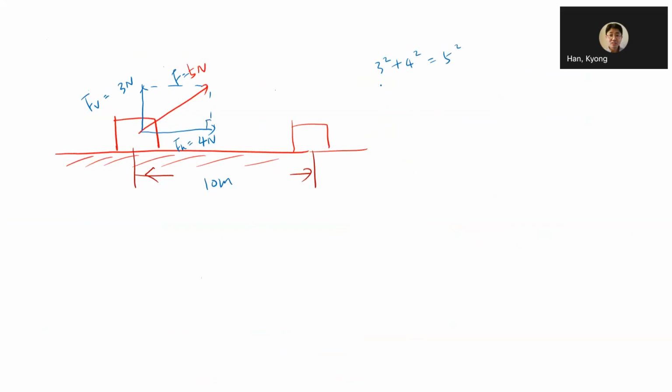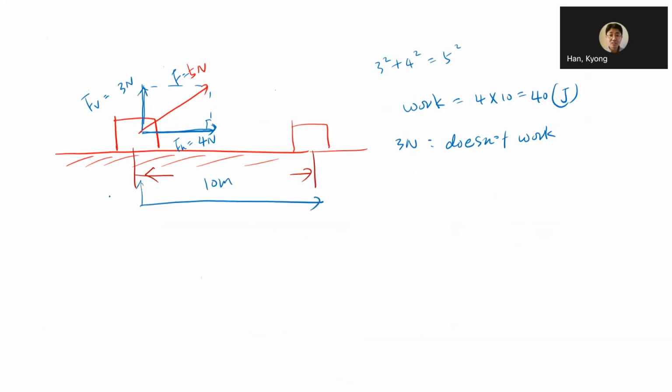And then in this case, we only have to consider the horizontal component for work, but the vertical component doesn't do work. The work is 4 times 10, which is 40 joules. But the 3 Newton doesn't do work, because 3 Newton is perpendicular to the direction of motion. Motion occurs in this direction, but the vertical 3 Newton is at 90 degrees, right? Perpendicular. This is not working, but the horizontal component is working.